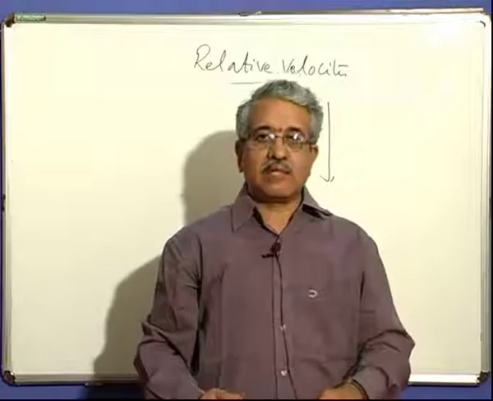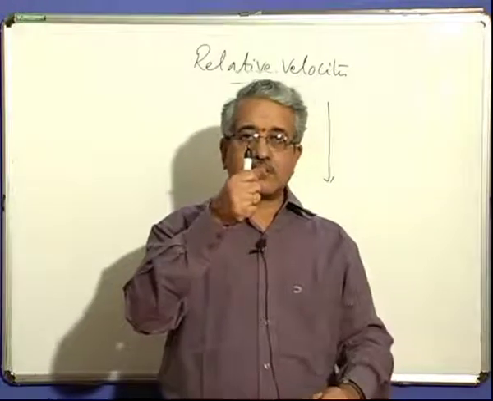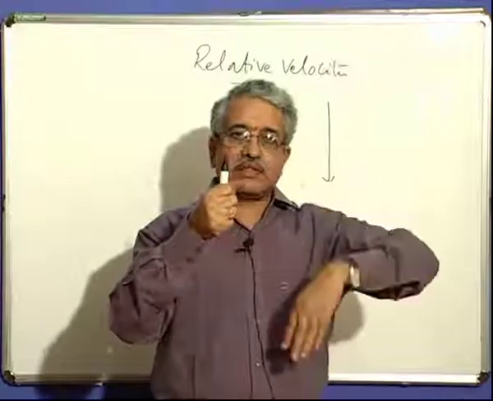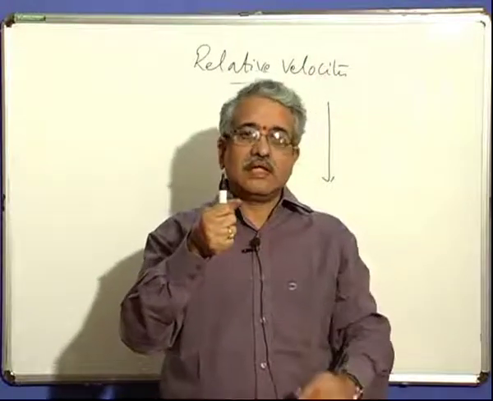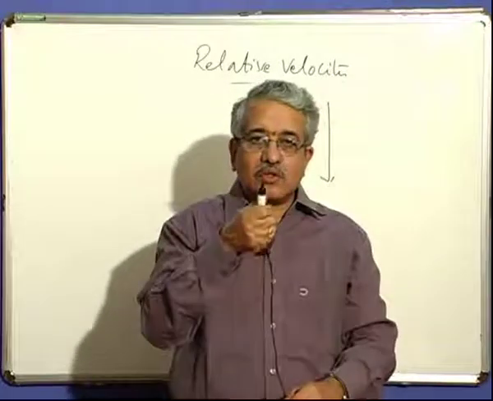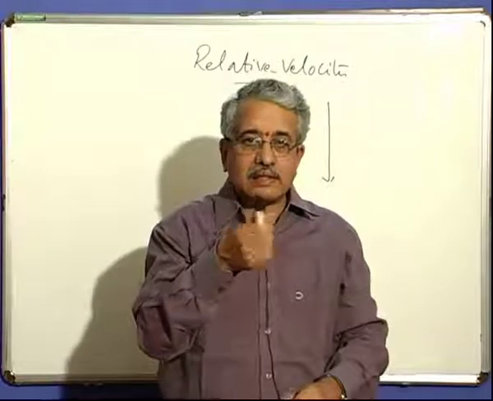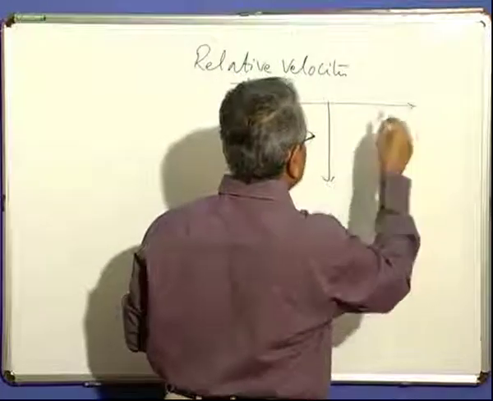Simple case, suppose a man is walking in rain with an umbrella. If he holds the umbrella straight like that and the rain is falling straight away like this, he will get drenched. He finds the rain as if it is coming inclined to him. So he has to hold the umbrella inclined there. Suppose he is moving on the ground like this, in that direction.